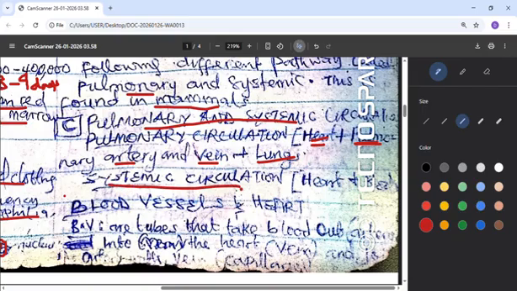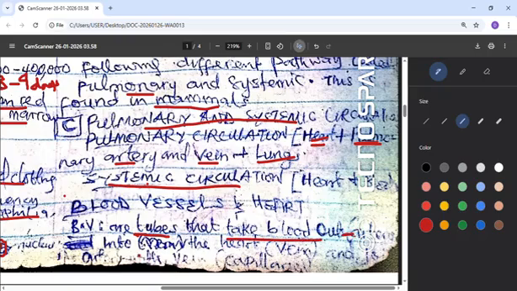Now the next one is systemic circulation. So we have heart and blood. It means the heart will produce blood. Now looking at blood vessels and hearts. What is the meaning of blood vessels? These are the tubes that take blood out.